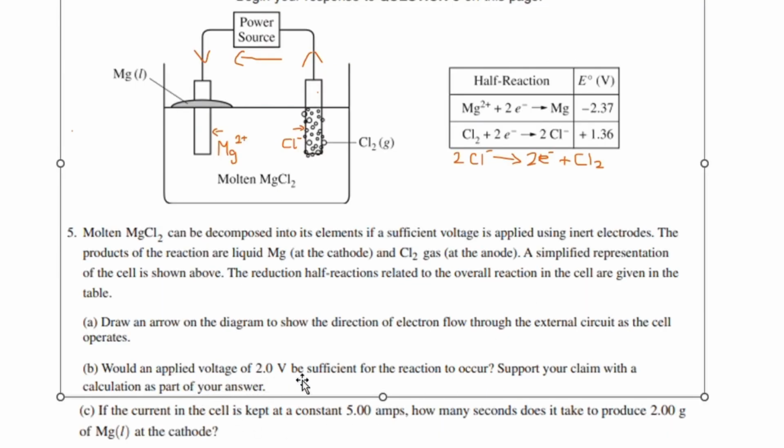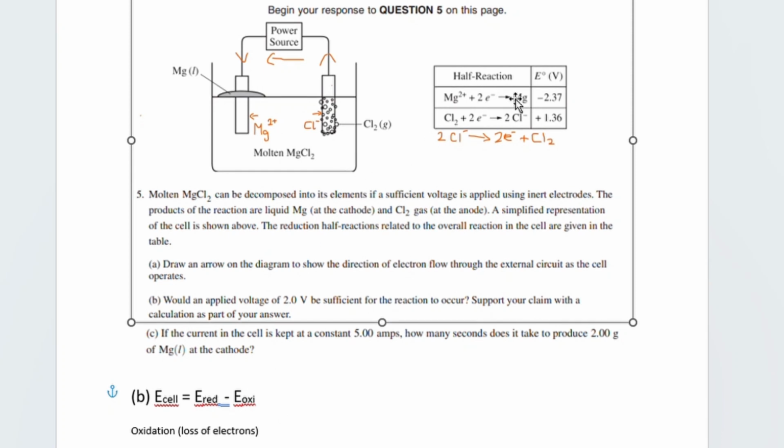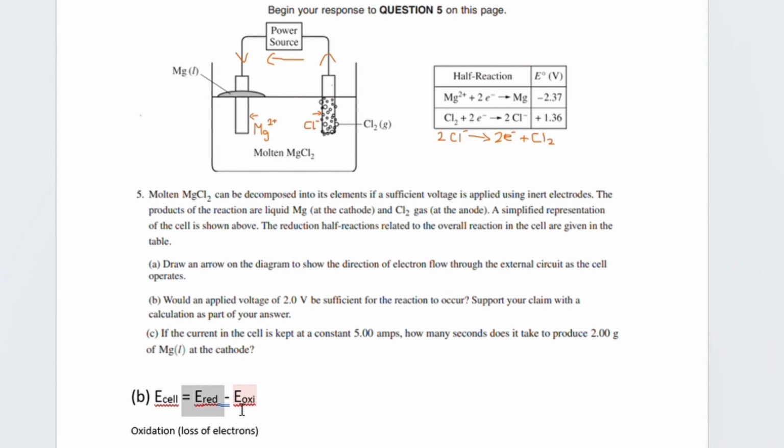Now they're asking if 2 volts is going to be sufficient for the entire reaction to occur. The cell potential of a cell can be calculated from this equation, where it's the cell potential of the reduction half reaction minus the cell potential of the oxidation half reaction. The cell potentials of the reactions involving magnesium and chloride ions are both given over here. Now we need to figure out what is E reduction and what is E oxidation. Oxidation, this is a common definition, means loss of electrons, and reduction is basically gain of electrons.